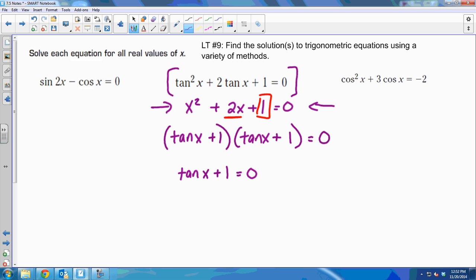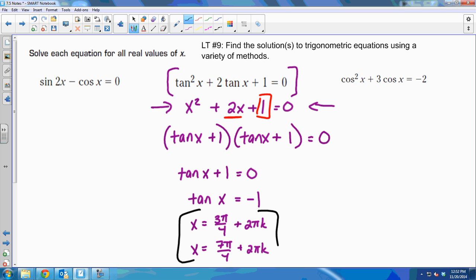So how do I go about solving this part? Subtract 1. So on your unit circle, where does tangent x equal negative 1? 7 pi over 4 and 3 pi over 4. So again, here, they're 180 degrees apart. So you can just do both of them plus 2 pi k, or you can condense them into x equals 3 pi over 4 plus pi k.